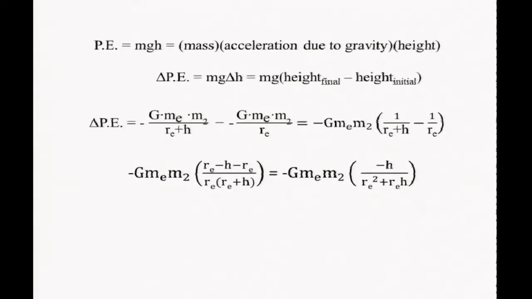And down at the bottom, I have the radius of the Earth times the radius of the Earth plus the height. Well, here's where we have to make an assumption. What do I have here? I have the radius of the Earth squared plus the radius of the Earth times the height that I've lifted the cup off the Earth. The Earth is about 6 times 10 to the 6th meters in terms of radius. What's that?